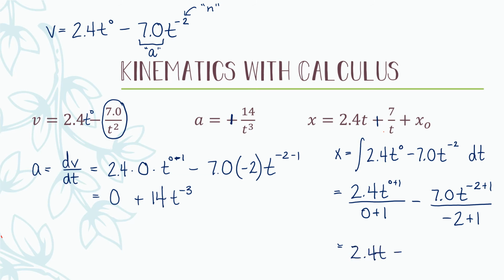And the other term ends up being plus 7 times t to the negative 1, or that can be written as 7 divided by t. And of course, we need to add on a constant, again, because if we were to take the derivative of this, that constant would become anything. This goes back to what we were talking about last year, where our starting point is unknown if we just know the velocity.